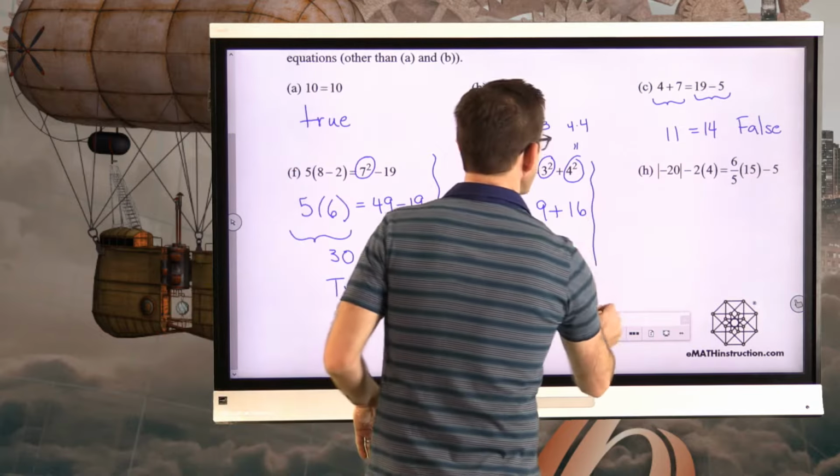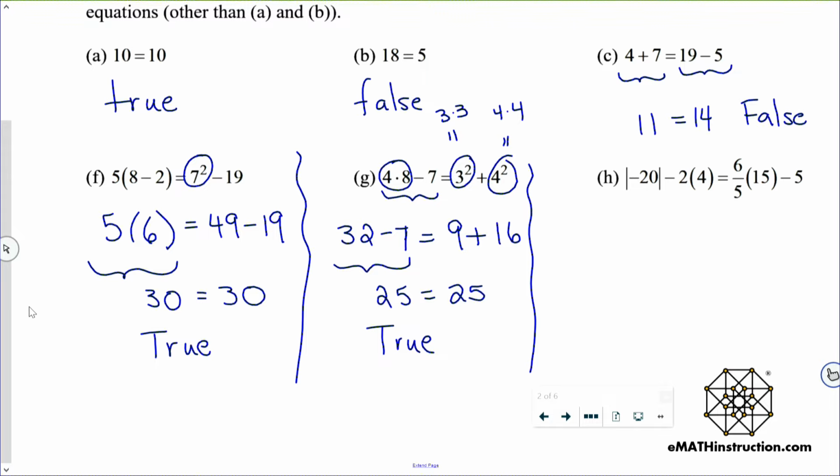All right, in this particular problem, we've got the absolute value of negative 20. Well, remember, the absolute value of a negative number is just the sort of positive version of it. So the absolute value of negative 20 is 20. And then I'm going to evaluate 2 times 4, which is 8.